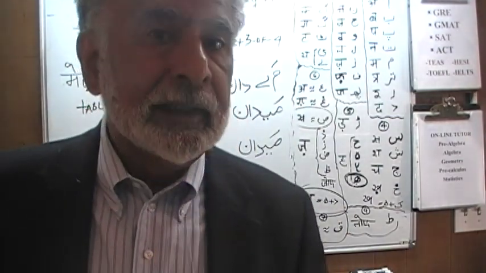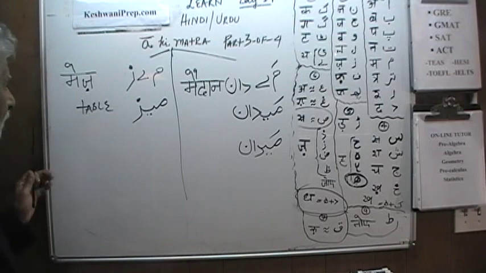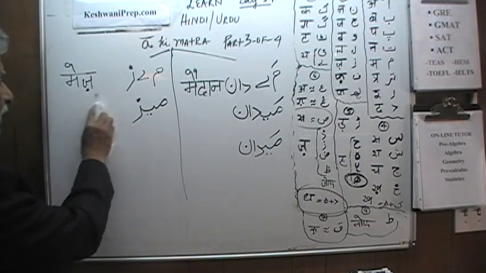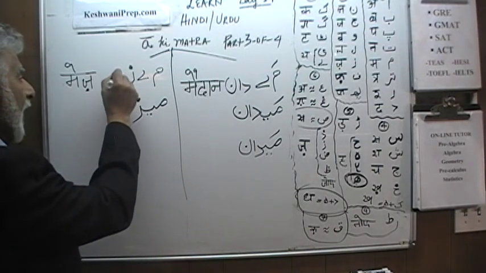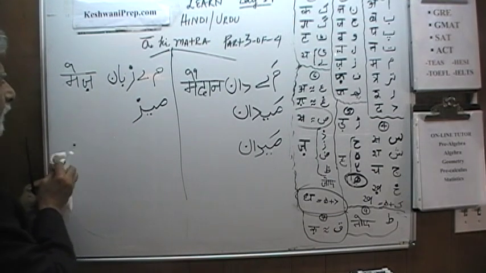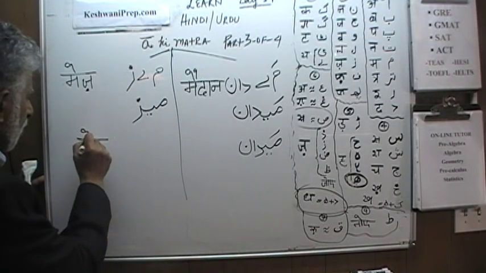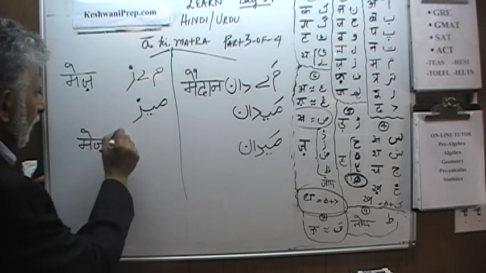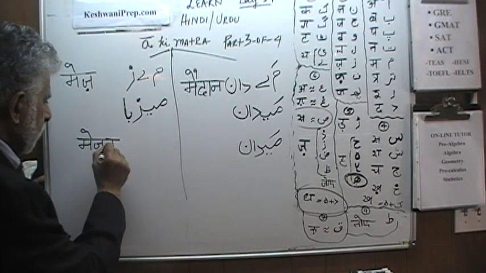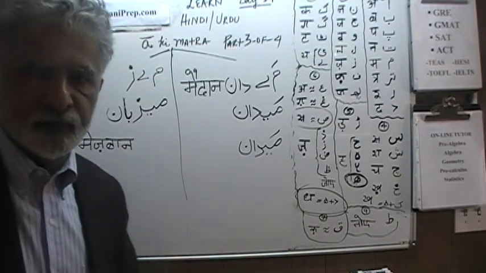While we're at maze, let's make another word out of this word, maze. Let's do one more word out of it. We're going to add something to it. Instead of maze, which means table, let's add ba and a na. I left no room here, so let's do it on the bottom here. So we have a maze here. And we're going to add ba, be, and alif, ba, and then a noon. That's another word, mezban. And it comes from maze.